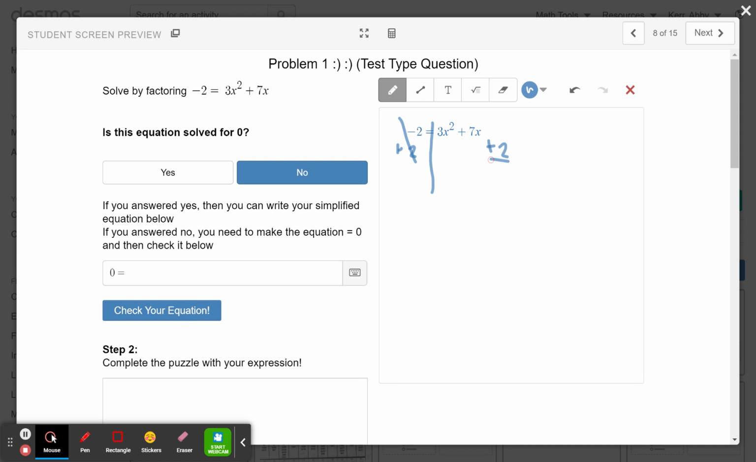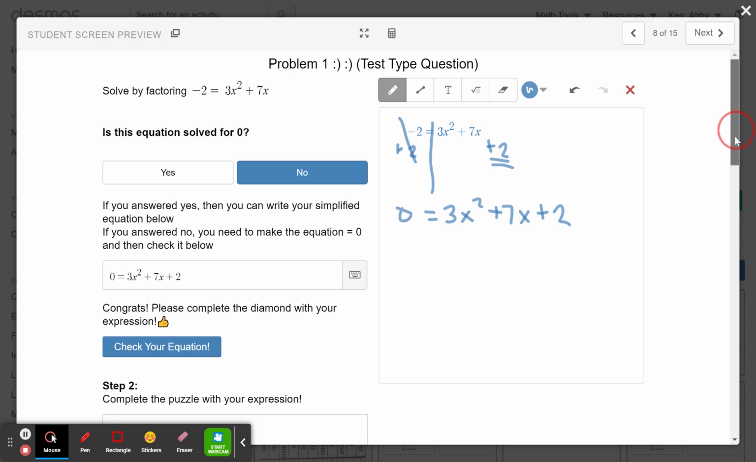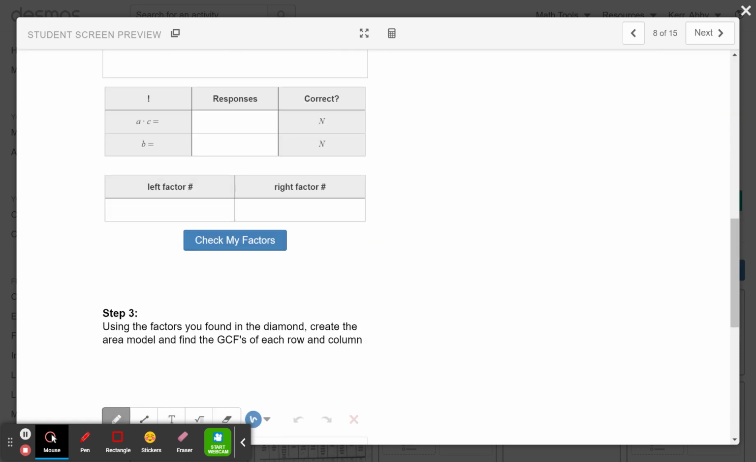Now notice this +2 does not have an x, nor does it have an x squared. So those are not like terms, so we are just putting it in standard form. So now it's a +2. So I'm going to rewrite that. All right, now I can move on. 3 times 2 is 6. My b value is 7. So my 2 magic numbers are 6 and 1.